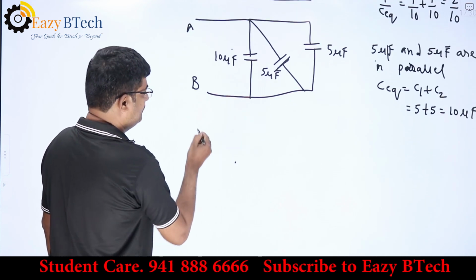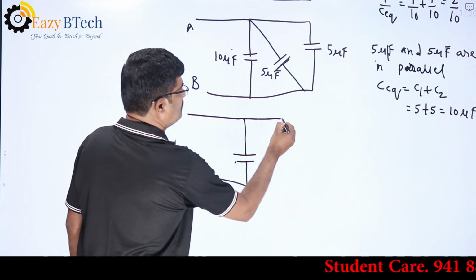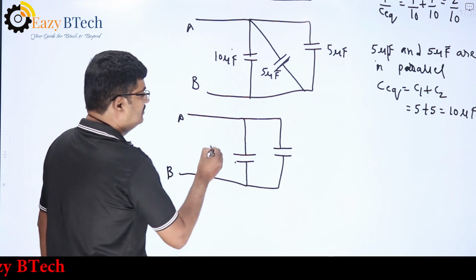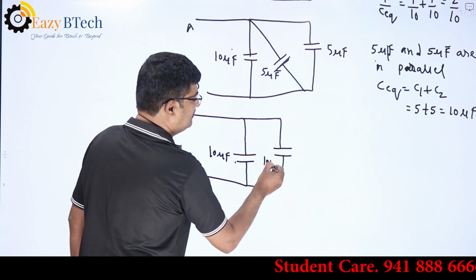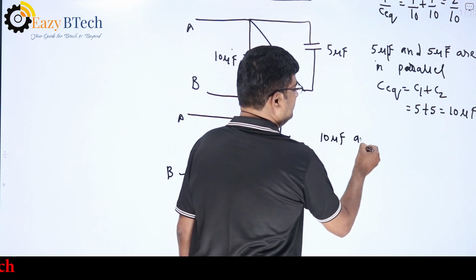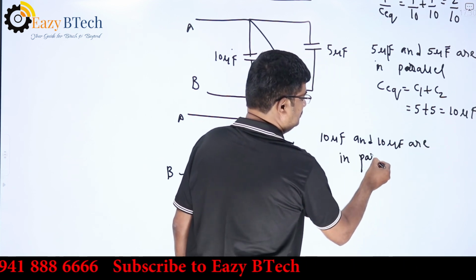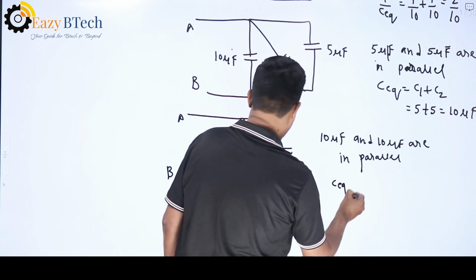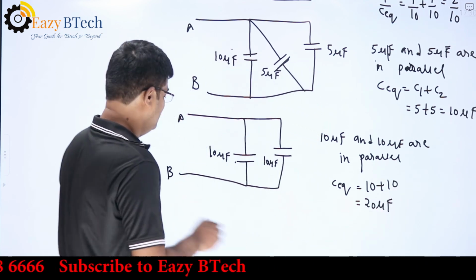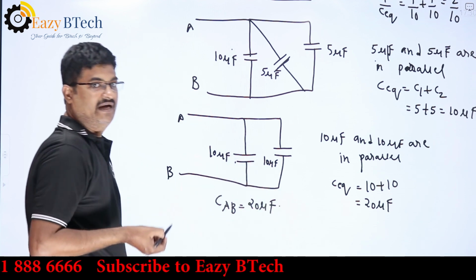Now my circuit will be redrawn. This is A, this is B, this is 10 microfarad and this is 10 microfarad. Again by seeing the circuit I came to know that 10 microfarad and 10 microfarad are in parallel. So C equivalent is equal to 10 plus 10, which is equal to 20 microfarad. So the capacitance across the terminals A and B is equal to 20 microfarads. This is how we have done the problem.